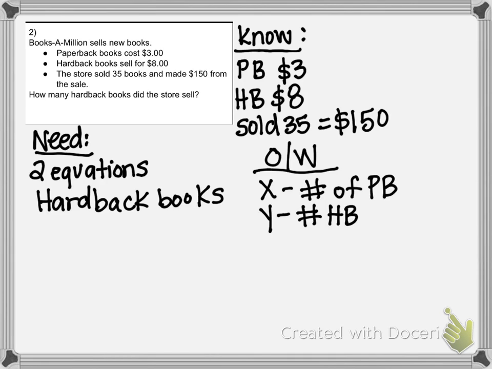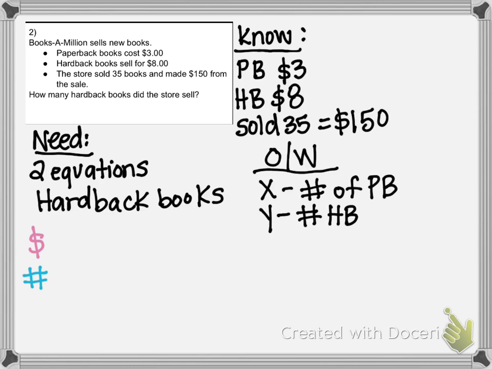Alright, and then we need to start with our equations. So our equations here, we're going to have 2 of them. We're going to have an equation that represents how much everything is, so we're going to have a dollar amount equation. And then we're also going to have a how many equation. So how many books did they sell?